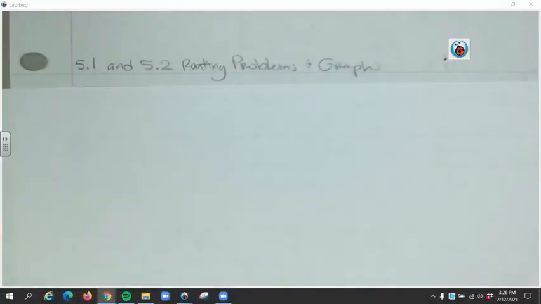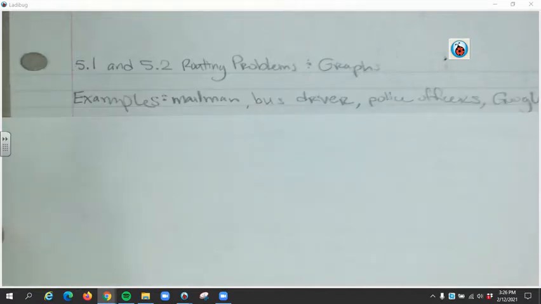In this section, we're going to cover routing problems and graphs. If you have a textbook, this is chapter 5, lessons 1 and 2. There are lots of examples of how you could use this type of problem in your life. Those of you writing this down, I would encourage you to write down the title. I would encourage you to write down some examples that you could use a routing problem or graph to solve.